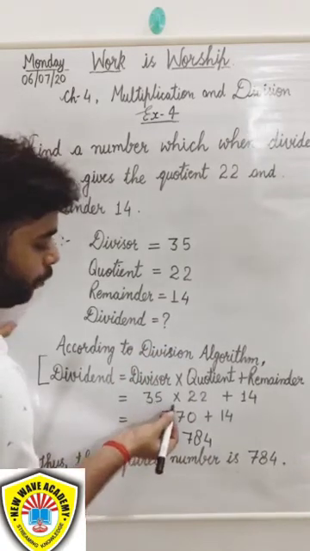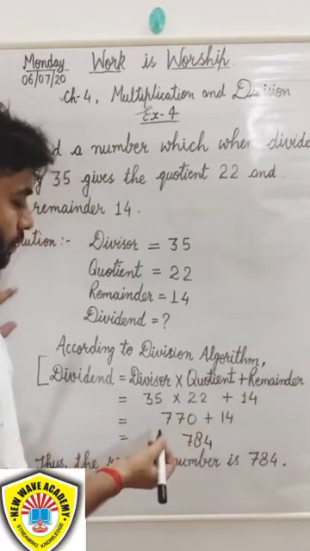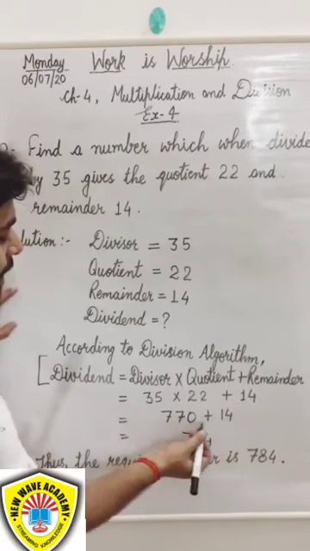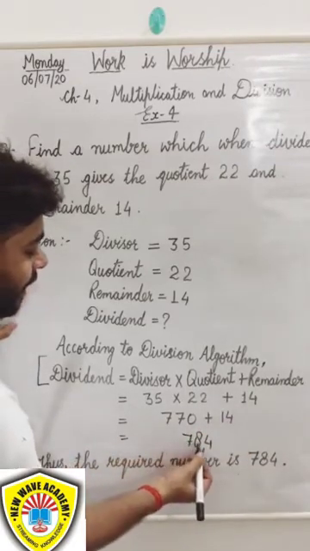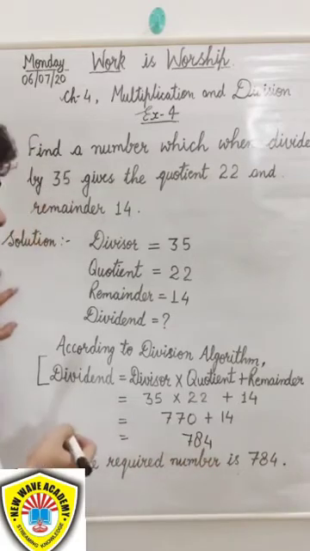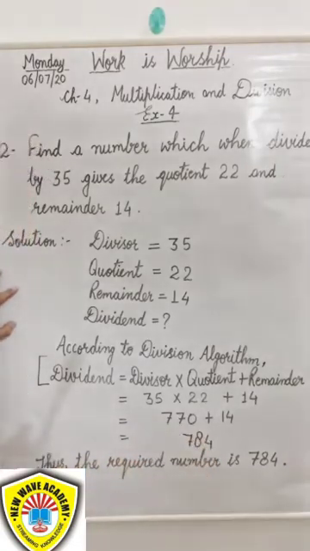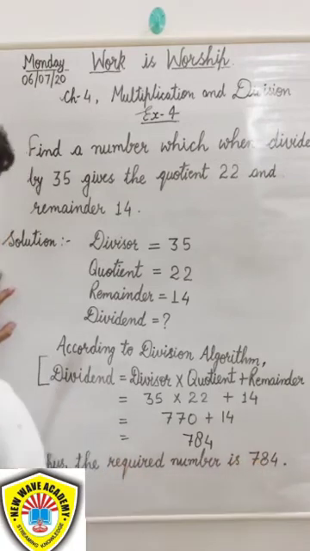Now 35 into 22 plus 14. So 35 into 22 equals 770 plus 14. Then we will get 784 as the dividend. So what is the dividend? Here we will get 784. Okay. Thus the required number is 784.